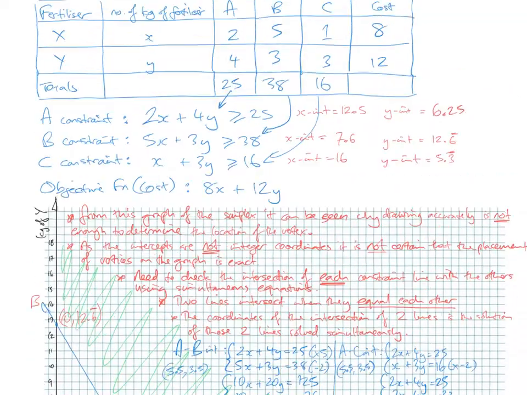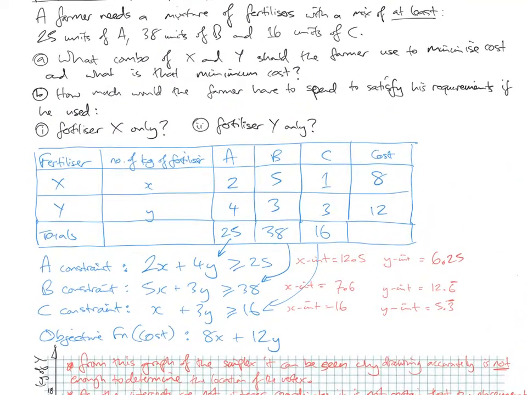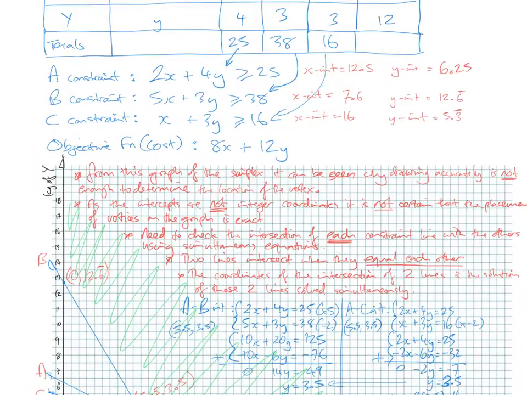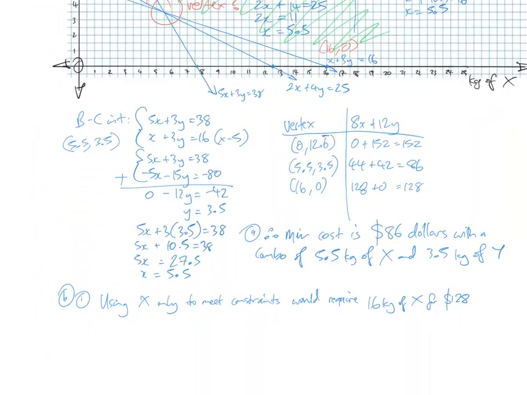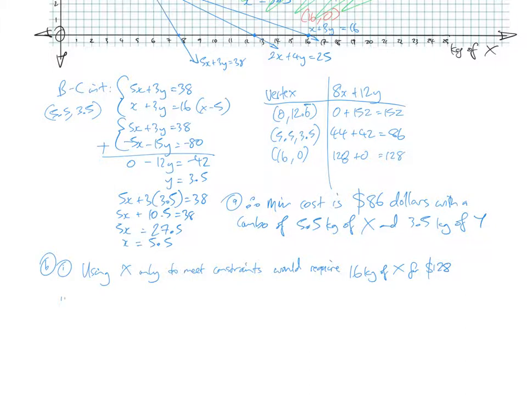Just double check that that's what it's asking. How much would the farmer have to spend to satisfy requirements if he used fertilizer X only? Yes, it would cost $128. And part 2 was using Y only. The only option there is the 12 and 2/3. Using Y only would require 12 and 2/3 kilograms of Y for 152 to meet his requirements.